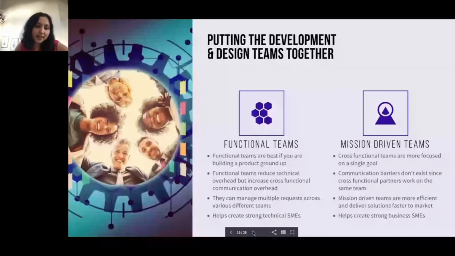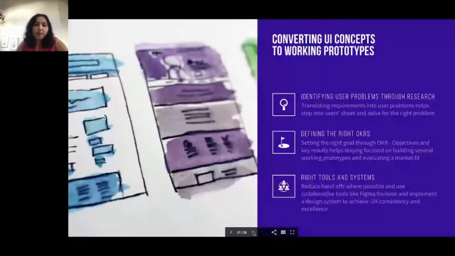Next slide, please. One of the biggest pieces here is how can we convert UI concepts to working prototypes, and how can we do that with better collaboration? There are three key steps here. One is identifying the user problem through research. The second one is defining the right OKRs, like objectives and key results. And then lastly, it's the right tools and systems.